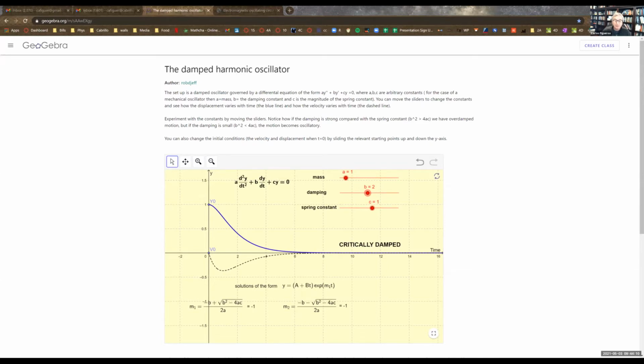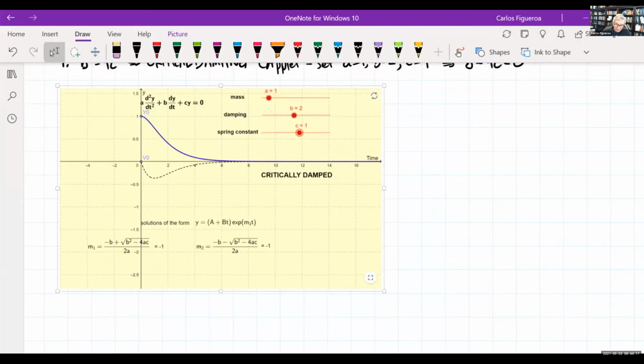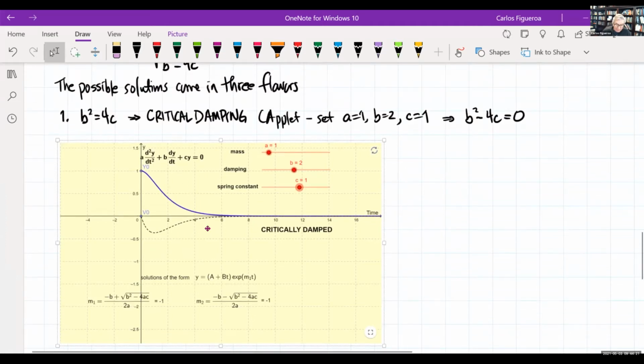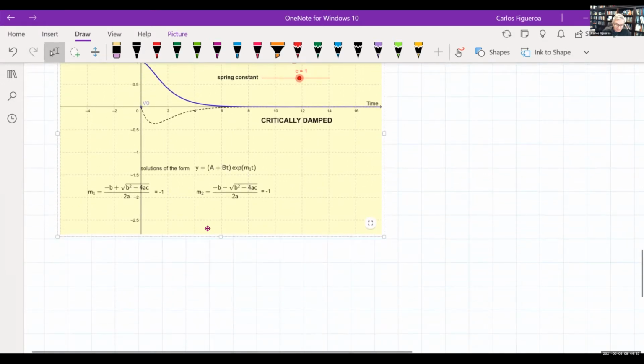So let me go change my share. And so you could see I copied it. And that's what you would be getting right there. So then the other solution is, number 2, that you have b squared greater than 4c.